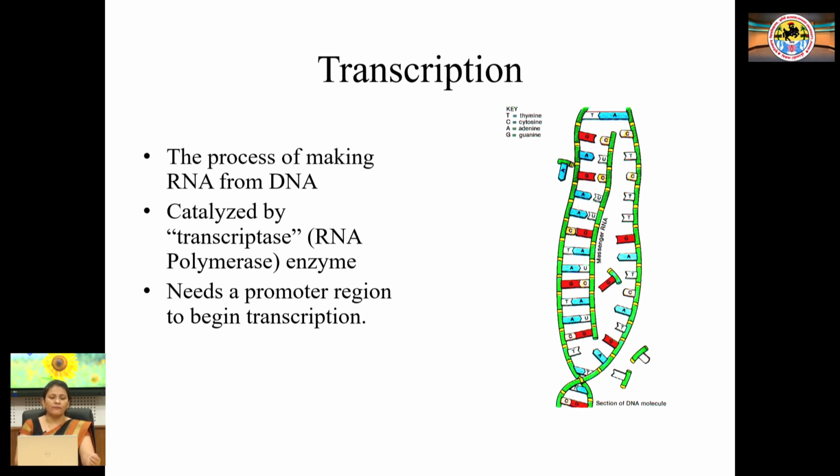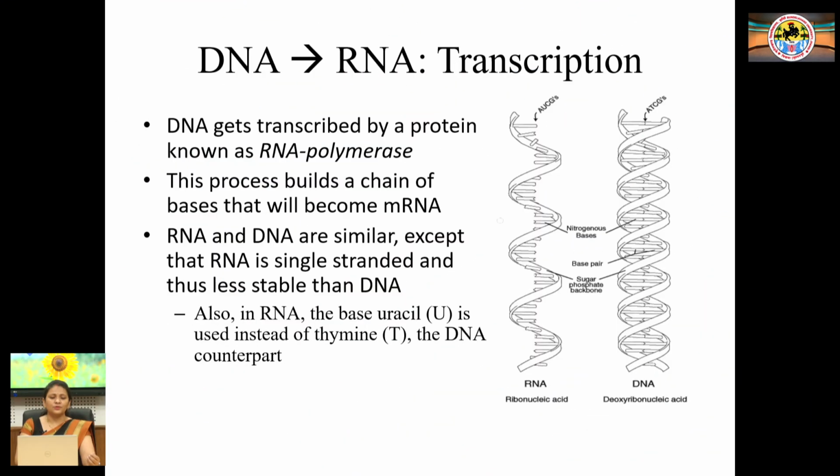The process of making RNA from DNA is called the transcription process and is catalyzed by the transcriptase enzyme, that is the RNA polymerase enzyme, and needs a promoter region to begin the transcription. Like the replication process is started with the help of the origin sequence, the transcription process is started by involving the promoter sequence. So, DNA gets transcribed by the protein known as the RNA polymerase. This process builds a chain of bases that will become the mRNA.